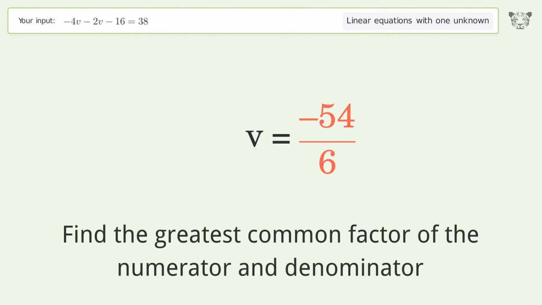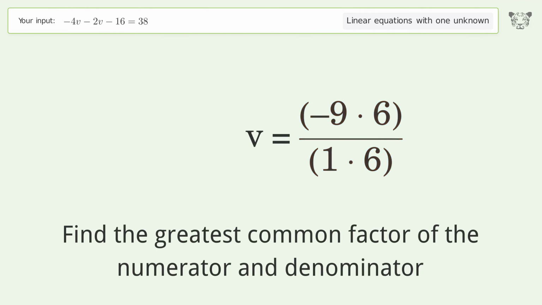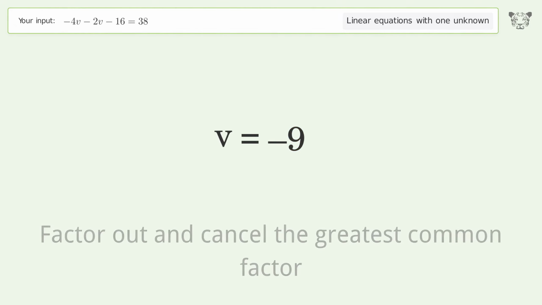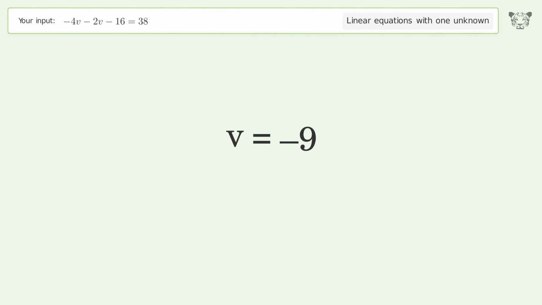Find the greatest common factor of the numerator and denominator. Factor out and cancel the greatest common factor. And so the final result is v equals -9.